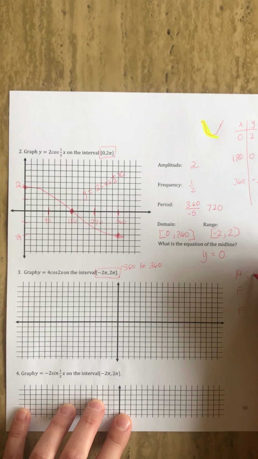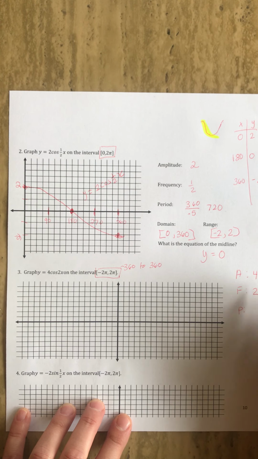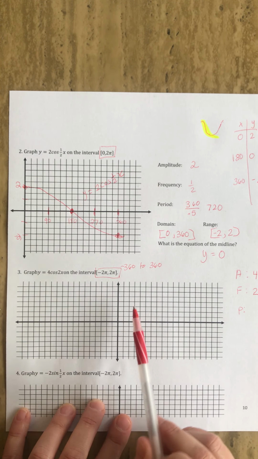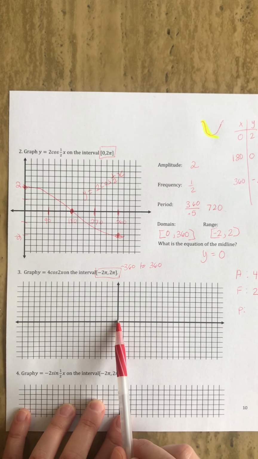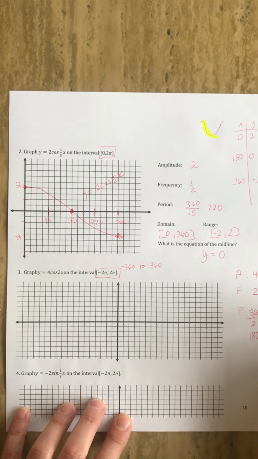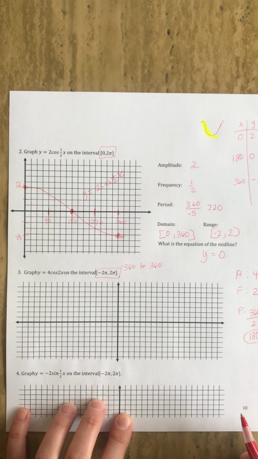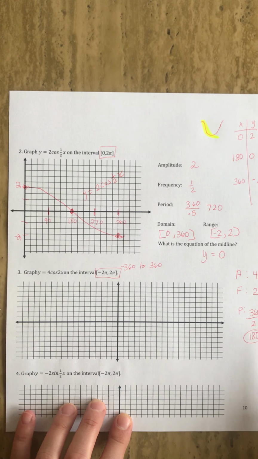Our amplitude is going to be 4, the frequency 2. That means we're going to see 2 cycles from 0 to 360. So there's going to be 2 here from 0 to 360, and from negative 360 to 0, you'll see another 2. And we have our period, which is 360 divided by 2, which is 180. So you'll see 1 full cycle from 0 to 180. From 180 to 360, you'll see your last one.